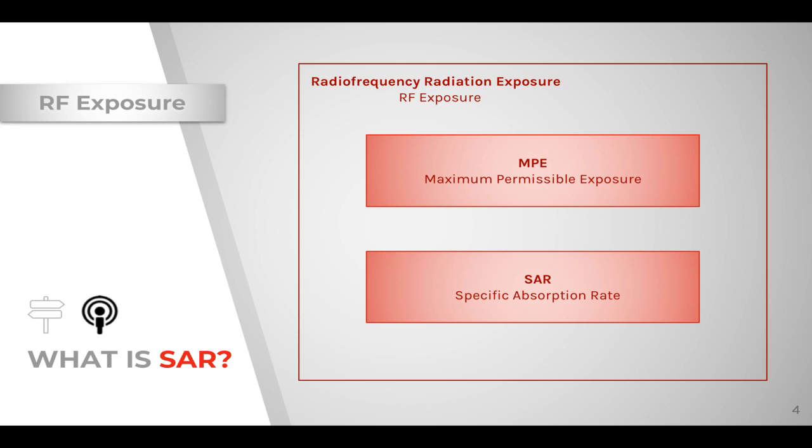The RF exposure guidelines are based on SAR and MPE limits. So here we have MPE and SAR. The guidelines are based on the limits for MPE and SAR. The very basic restrictions for human exposure are based on SAR limits.